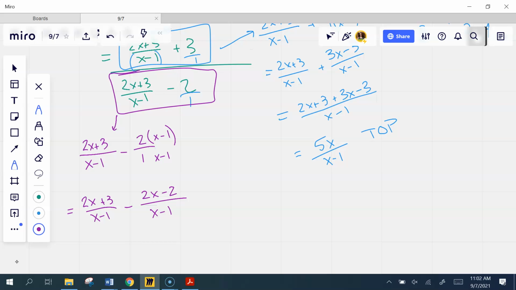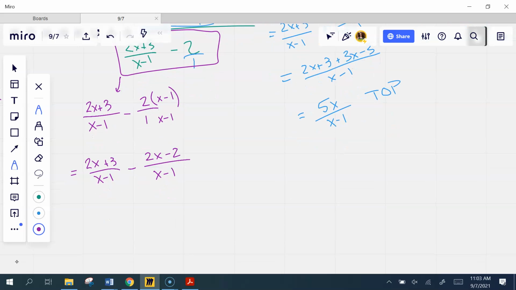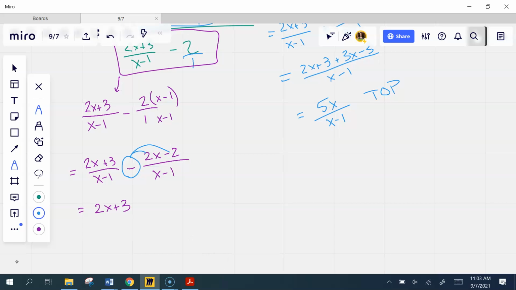Be very, very careful about that minus sign in the middle. Just the top or just the bottom, you don't do both. And since I've got a common denominator here, I'm going to do it to the top.